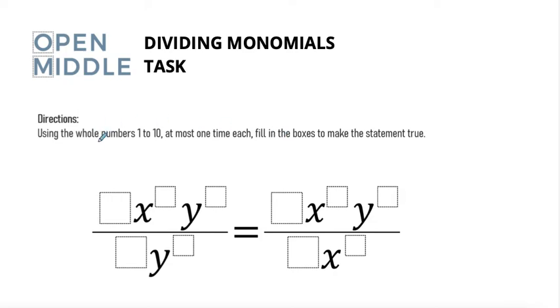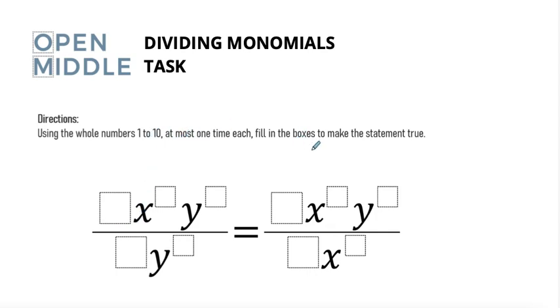So here are the instructions. Use the whole numbers 1 to 10. So no negative numbers, no decimal numbers, no fractions. You're entering a whole number like 1, 2, 4, and so on in each of these boxes. So you have 1, 2, 3, 4, 5, 6, 7, 8, 9, 10. You have to use every single number from 1 to 10.